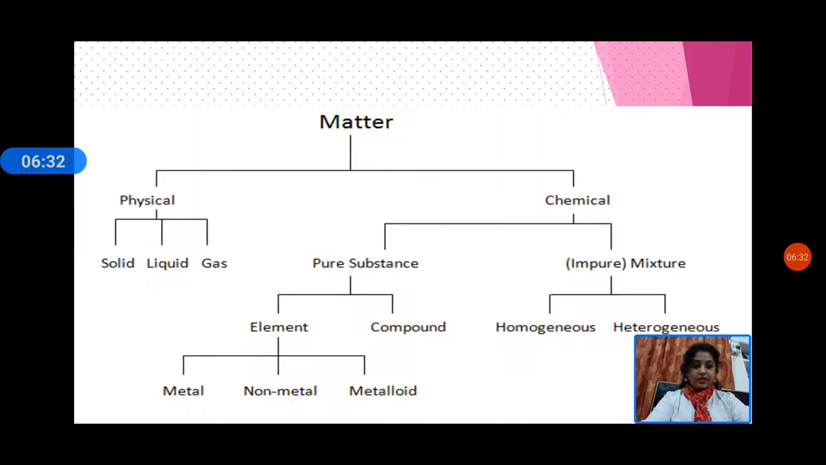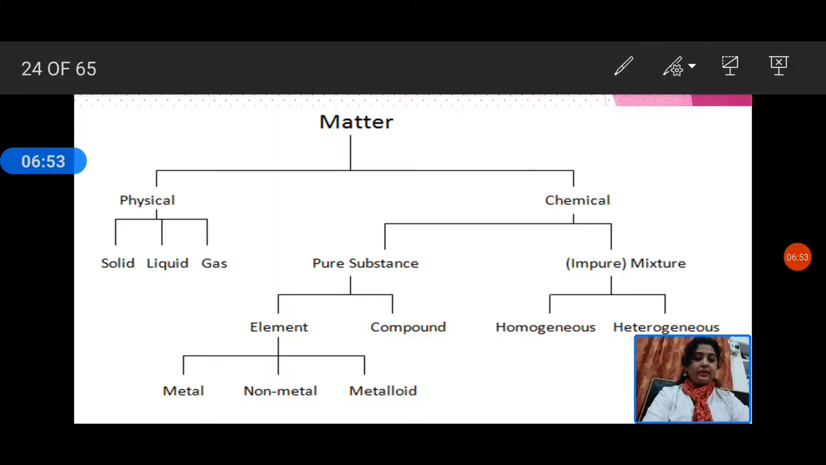Let's see the classification of matter. There are two ways of classification of matter: physical classification and chemical classification. When we see the physical classification, we can say that matter is made up of three types: solid, liquid and gases. And in chemical, it is of two types: pure substances and impure substances. Pure substances are elements and compounds, and impure substances are mixtures.